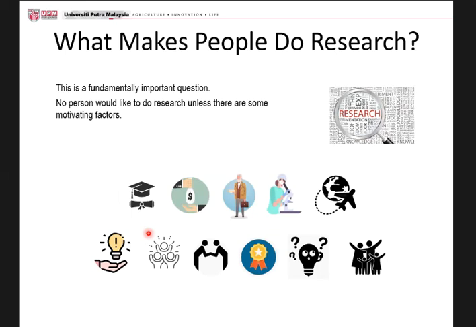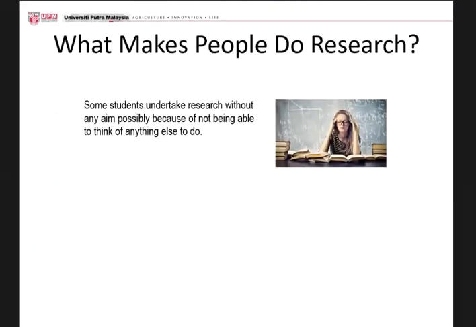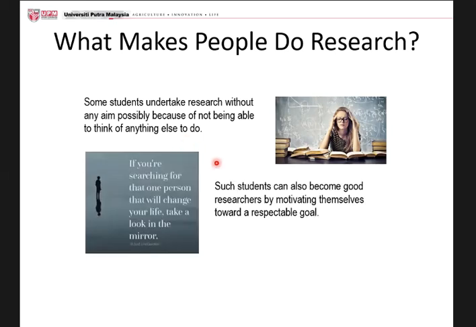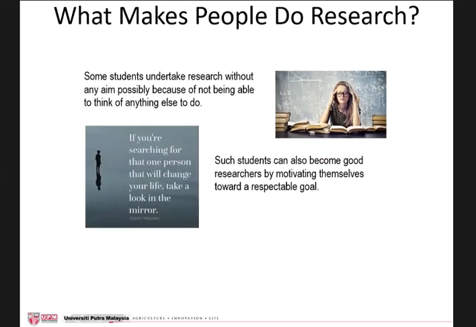So you have to have a motivation. Okay, some of the following are here. Some students undertake research without any aim, possibly because of not being able to think of anything else to do. I hope this is not you guys, right? So you got to have motivation, a reason why you want to do research. So please find motivation. Such students can also become good researchers by motivating themselves toward a respectable goal.